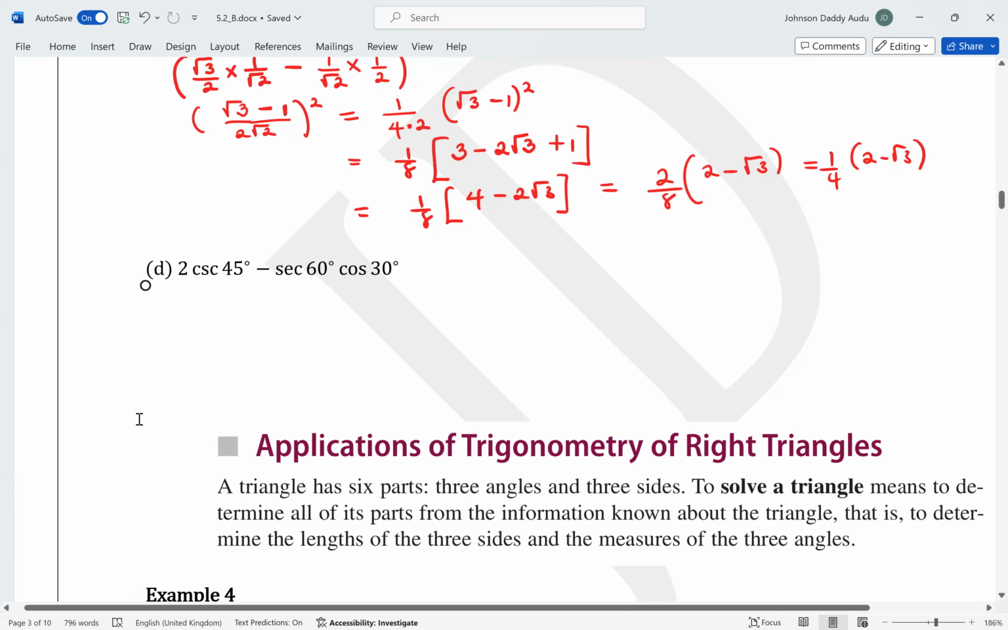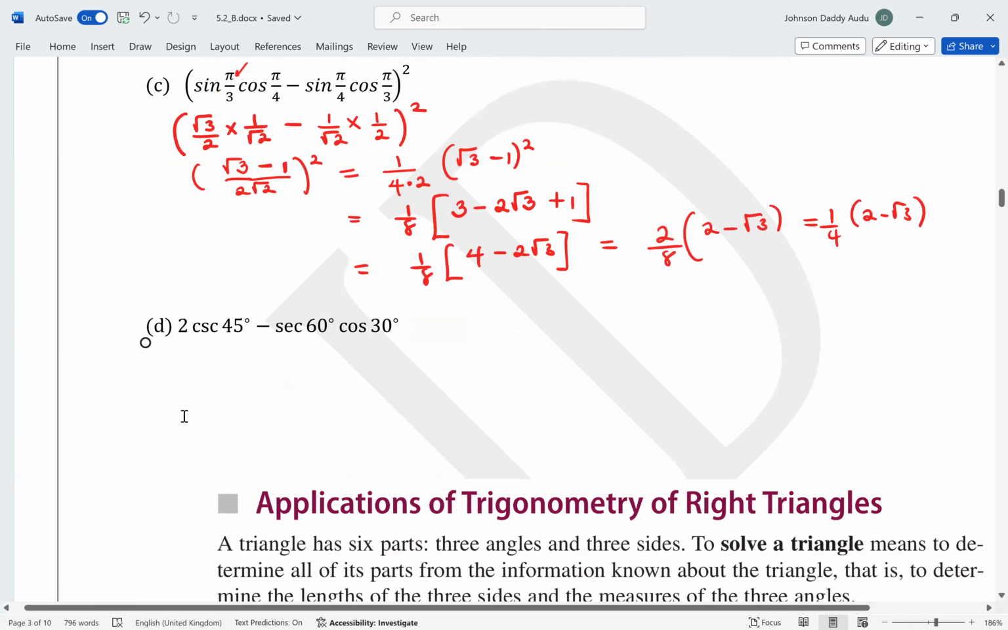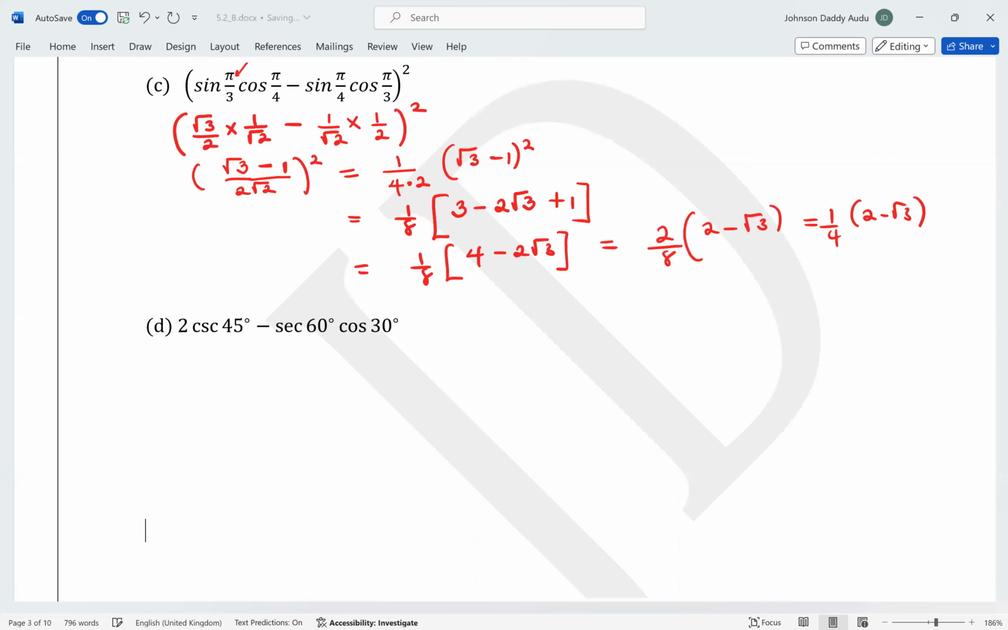All right. Now for this one, D, what is D? We're dealing with cosec, right? So cosec, we know, is just going to be the reciprocal of sine. What is sine 45? Sine 45 is 1 over root 2. So this is just going to be root of 2. Minus, this is sec 60. Sec 60 is the reciprocal of cosine of 60. But we know that cosine of 60 is half. So sec 60 is going to be 2, right?